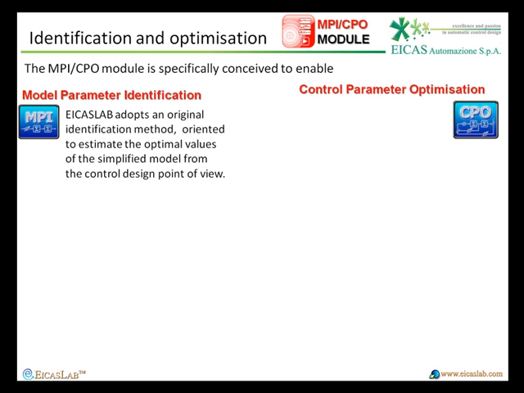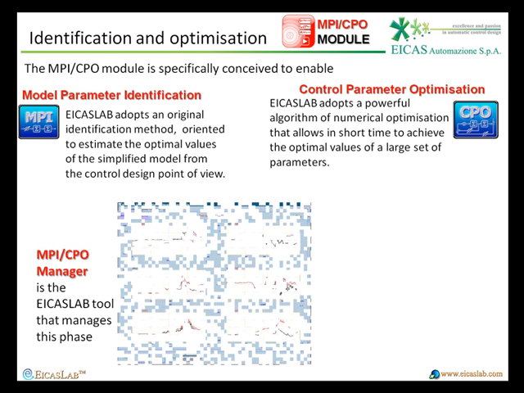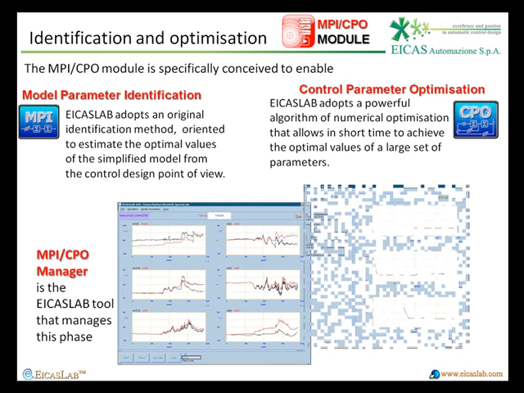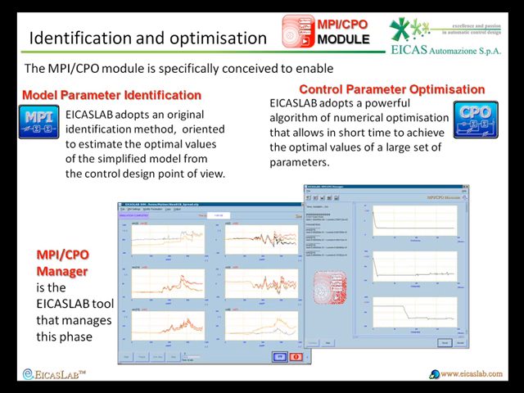The control parameter optimization adopts a powerful algorithm of numerical optimization that allows in short time to achieve the optimal values of a large set of parameters. The overall identification optimization process is managed by the MPI-CPO Manager tool.